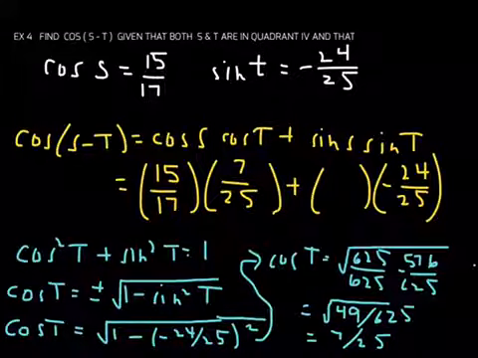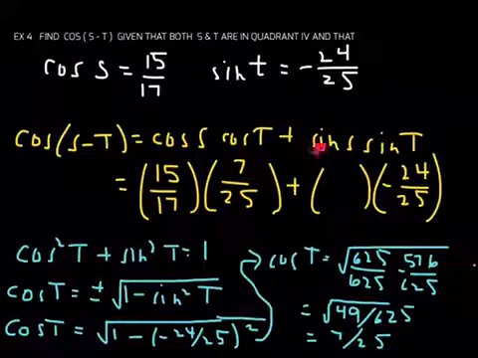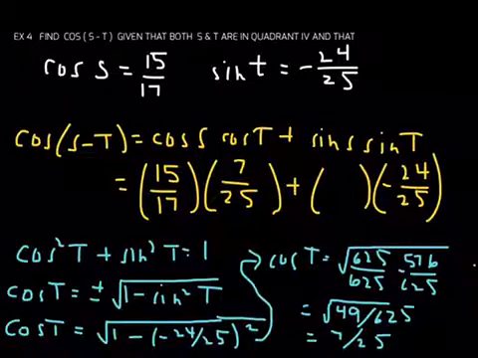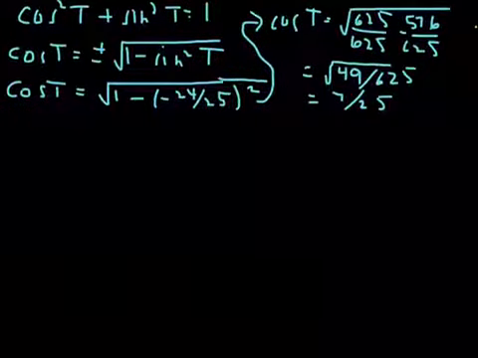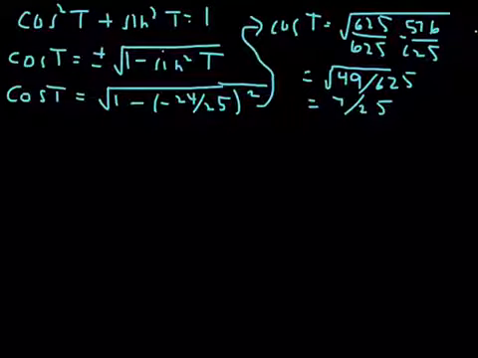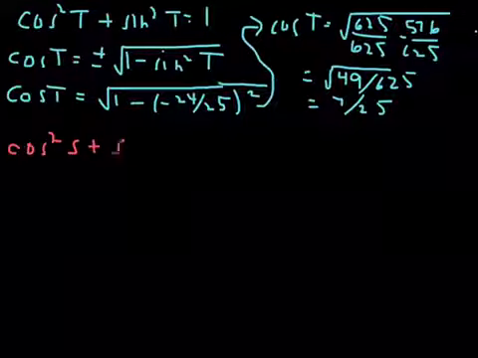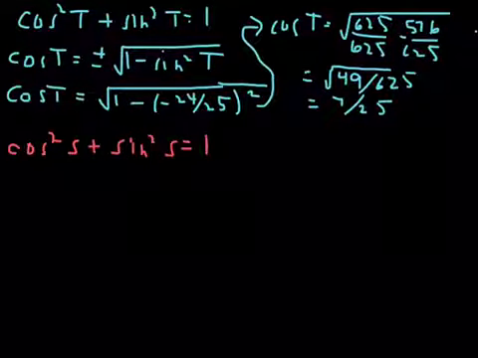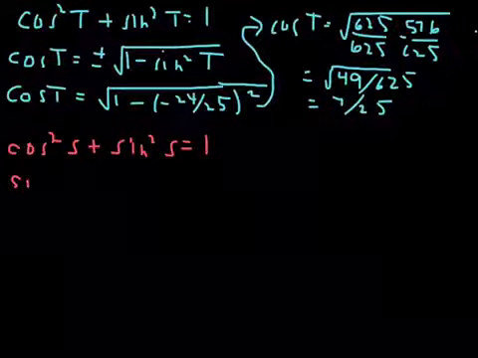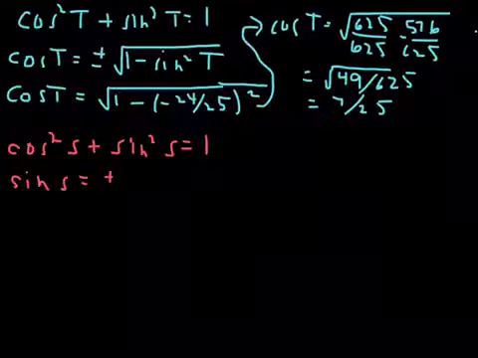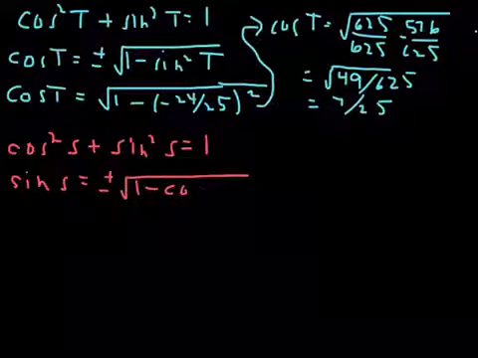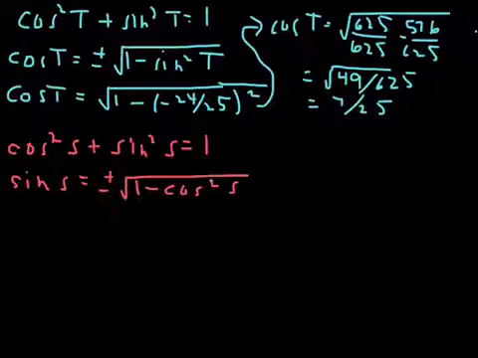Okay? Now, the only thing I'm missing now is sine of s. So I want to take what's given to me, cosine of s, and find sine of s using the same Pythagorean theorem. All right, let me move the screen up a little bit. So I need sine of s. This is what we want to remember: cosine squared of s plus sine squared of s is equal to 1. And I need sine of s, so I'm going to solve for sine of s. It's equal to plus or minus the square root of 1 minus cosine squared of s. Now, remember, s is in quadrant 4, and sine is negative there, so we're going to take the negative square root.